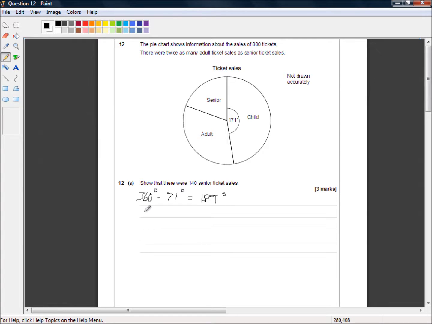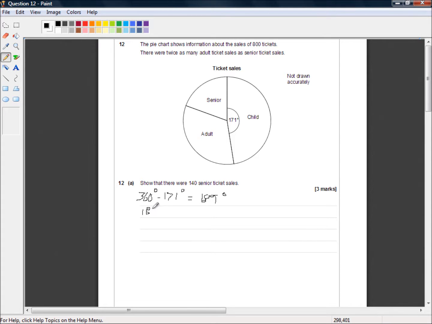So now we want to divide this 189 into the ratio of 2 to 1. So what that means is, out of every 3 tickets that's sold, 2 of them are going to be adult and 1 of them are going to be senior. Or out of every 3 degrees, 2 of them will be adult and 1 of them will be senior. So if 1 out of every 3 degrees out of these 189 degrees is senior, to get the number of degrees for the senior, all we do is divide 189 by 3.